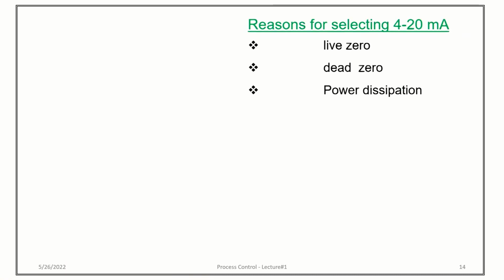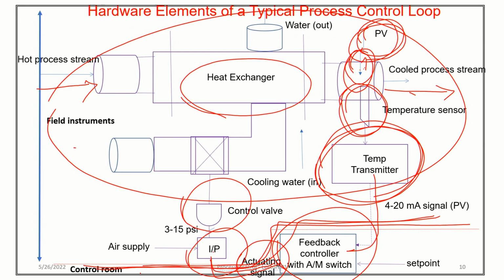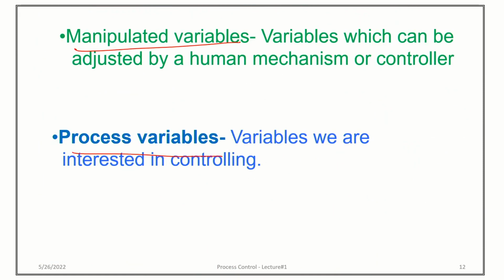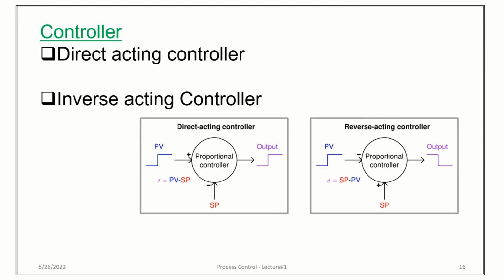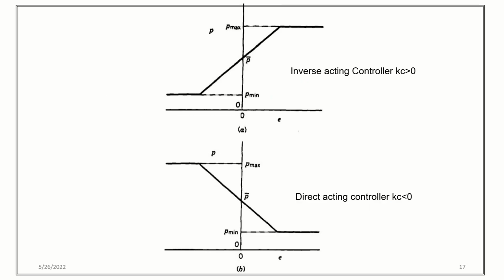Okay, then the next important component, so I already told you about the sensor and the transmitter. The next important component is called the controller, one of the important components which is the heart of the process control loop. Again, there are two types of controllers available. Depending upon the control action, they can be classified as direct acting controller and inverse acting controller. I will tell you what is meant by direct acting controller and what is meant by inverse acting controller.